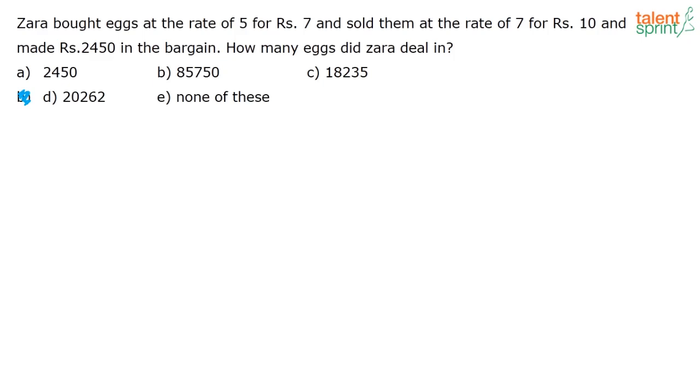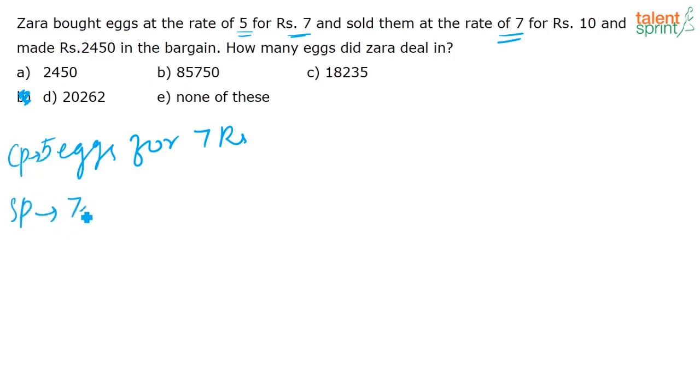See, what have they given? Zara bought eggs at the rate of 5 for rupees 7. So what does that mean? She gets 5 eggs for 7 rupees. And she is selling them at the rate of 7 for rupees 10. So this is her cost price, correct? Now her selling price, she is selling 7 eggs at the rate of rupees 10.